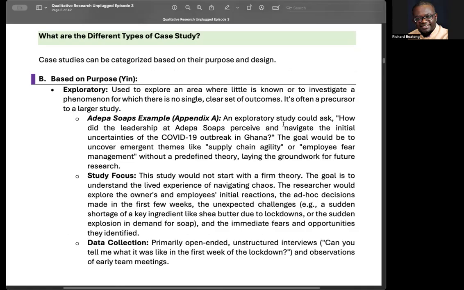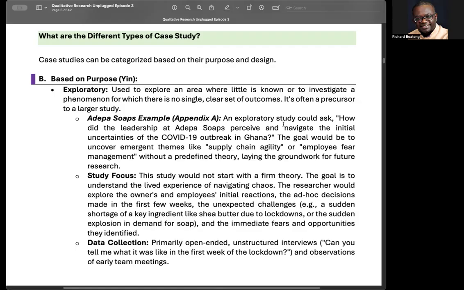So an exploratory case study. You use this when you know very little about a topic or a phenomenon. Maybe it's new, maybe there are no clear outcomes yet. Like dipping your toe in the water. Exactly. It's often a preliminary step, maybe leading to a larger, more focused study later. The goal is to explore the situation, identify key variables, generate initial hypotheses, or develop questions for subsequent research.